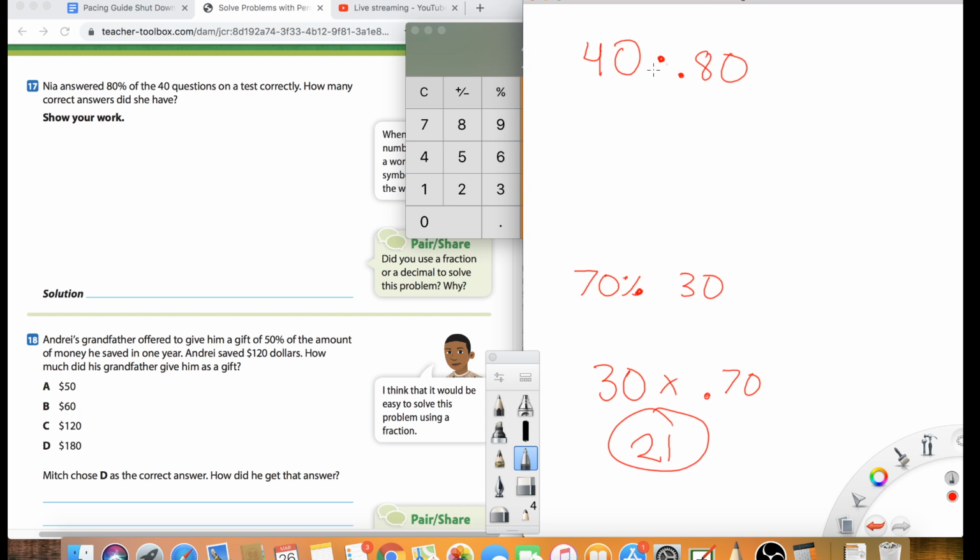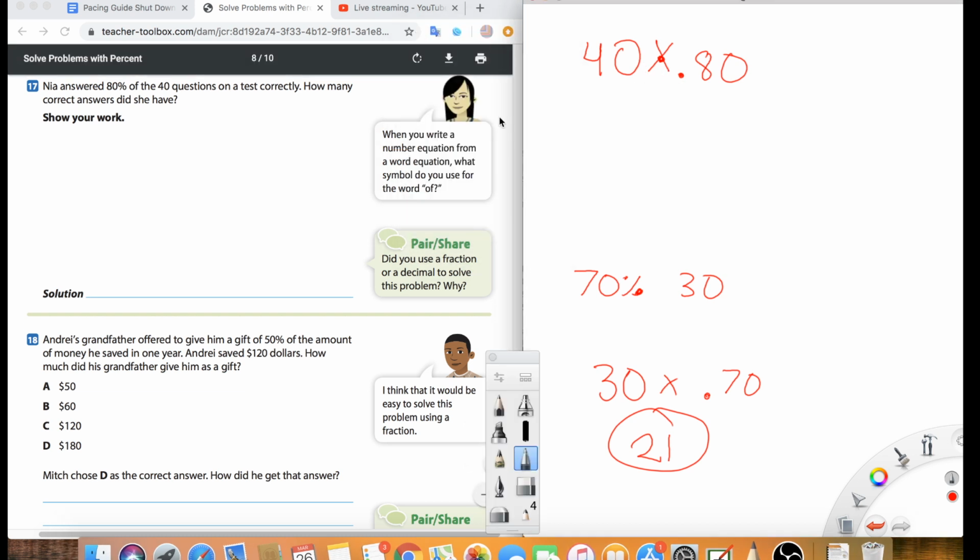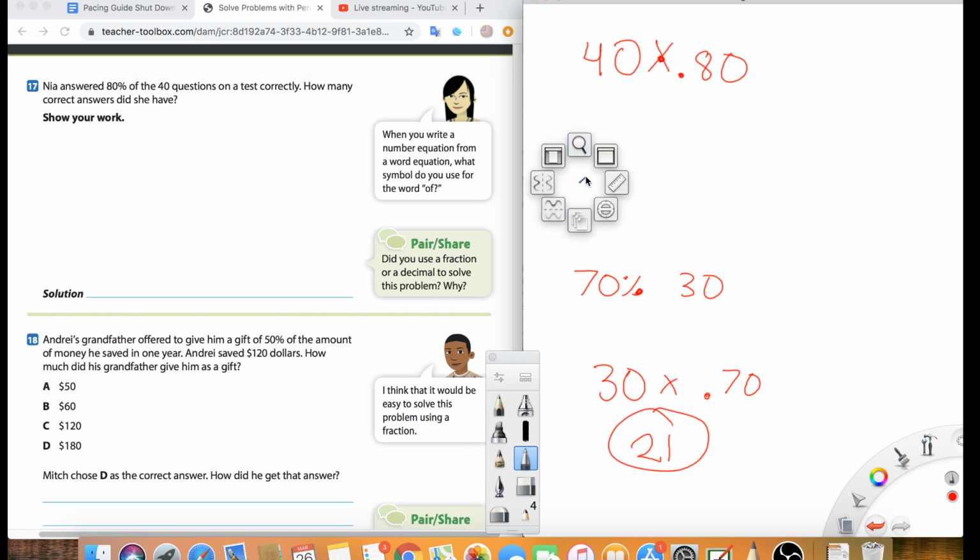So you must do the same thing. You need to take 40 and multiply it by the 80%, the 0.80. This will tell you how many questions they got correct. All right, let's go to our next one.